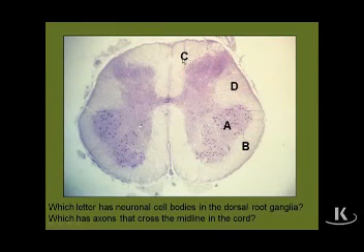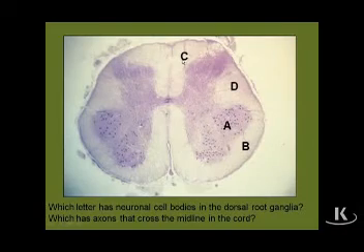The axons at C never cross. Rather, the dorsal column axons synapse in dorsal column nuclei in the medulla, and the axon of the second neuron crosses at that point. And lastly, the axons at D, corticospinal tract, also cross near the spinal cord medulla junction.